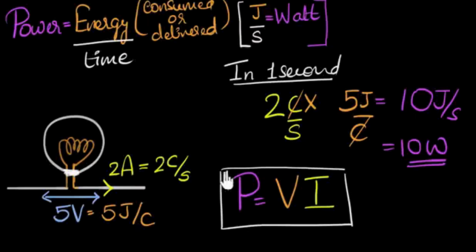So if you know these two, just multiply them and we get electric power. Also, if we know the power rating of a device and we know the voltage across that device, then using this equation, we can calculate what current would flow through that device.